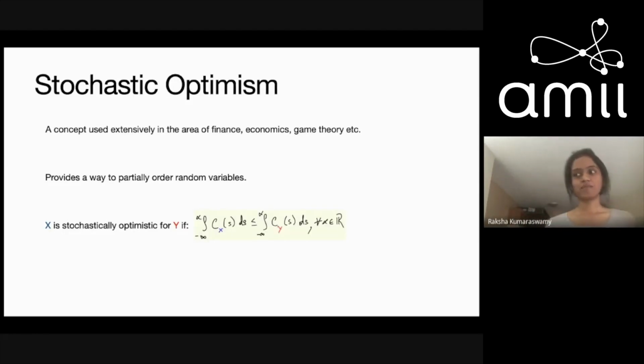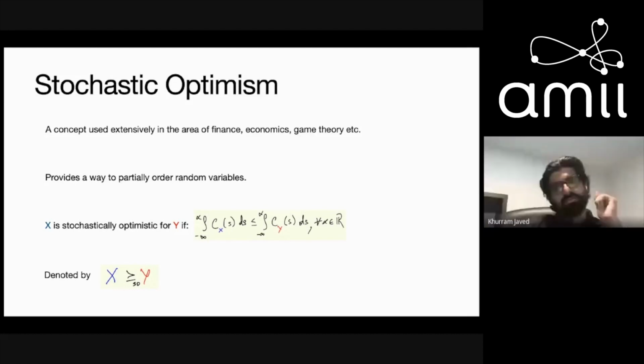I will provide examples in a bit, but essentially the idea is a random variable x is stochastically optimistic with respect to another random variable y if the area under the CDF of x is always lesser than the area under the CDF of y, valued at any point. It's denoted by x is stochastically optimistic to y. Before I provide an example in terms of density, I'm going to provide a naive example first.